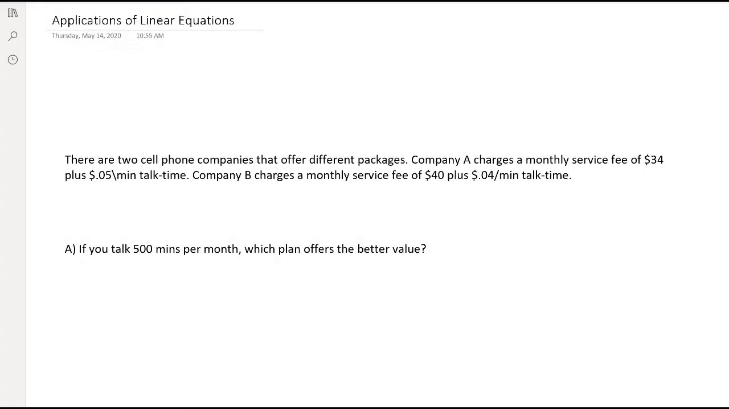I want to go over the applications of linear equations. In the previous video, we talked about the form of a linear function. Now we're going to go into some applications. How can we use linear equations to answer questions? All right, so here we go.